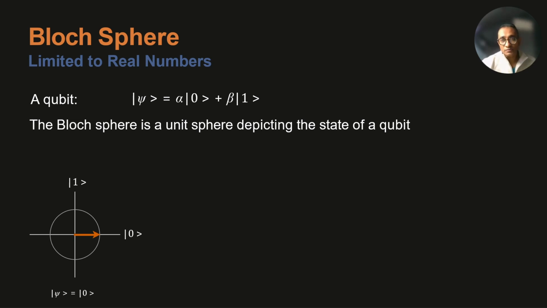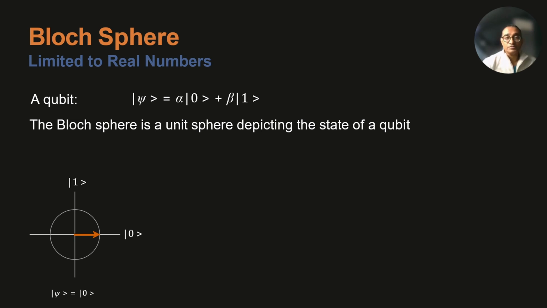Now, to help you visualize this better, we can look at the most classical representation of a qubit, which is called a Bloch sphere. And just for brevity and simplicity, we are at this point of time only considering real numbers as amplitude, not complex, and that is to keep the discussion simple. So a Bloch sphere is nothing but a unit circle depicting the state of the qubit.